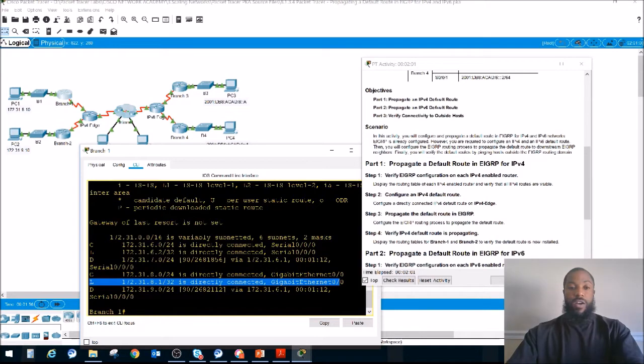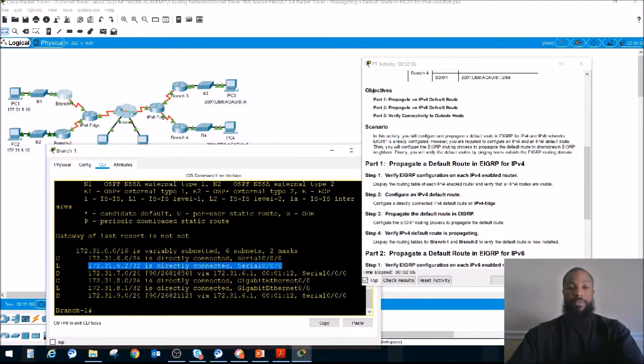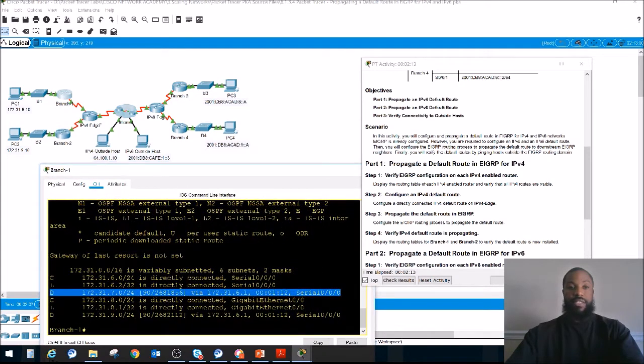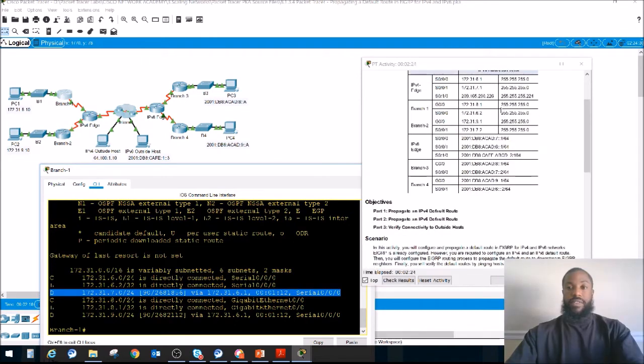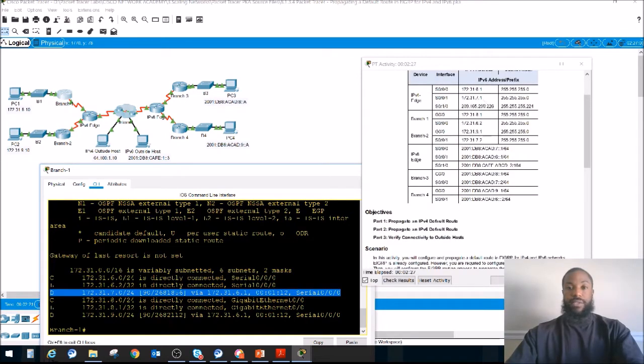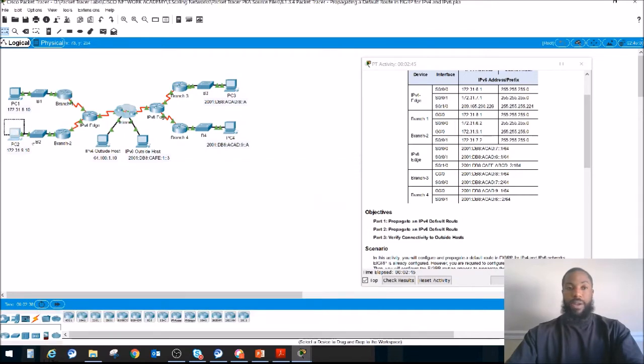And then we have our route that we learned in EIGRP. This one right here. No, sorry, this one right here. So we learned about the 7.0 network, which I believe is this network over here. The 7.0 network is the serial 0/0/0. Yeah, so it's that network. And then we also have this EIGRP network that we learned, which is the 9.0 network. That's Branch 2's local area network.